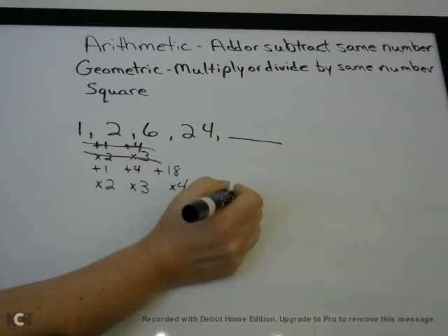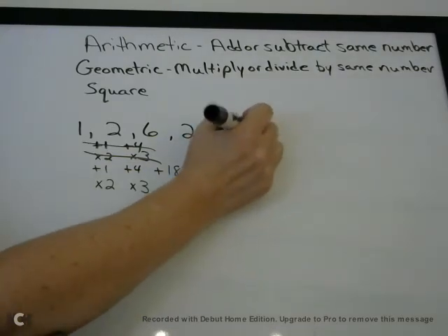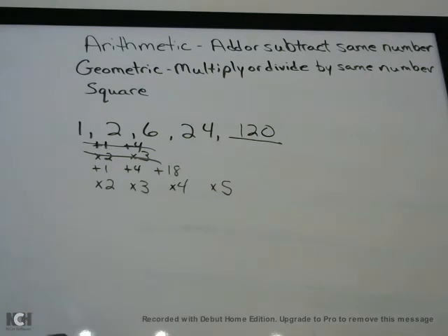And if we multiply by 5, the next one would be 120.